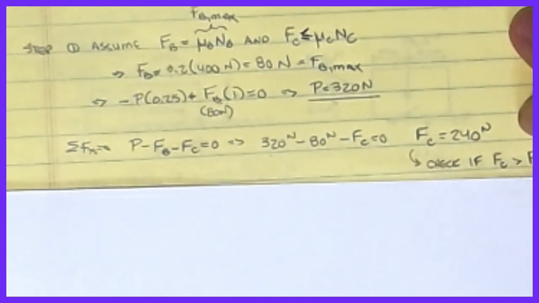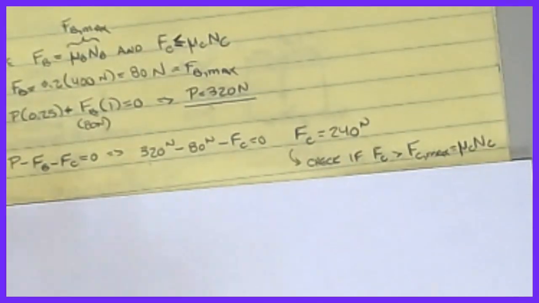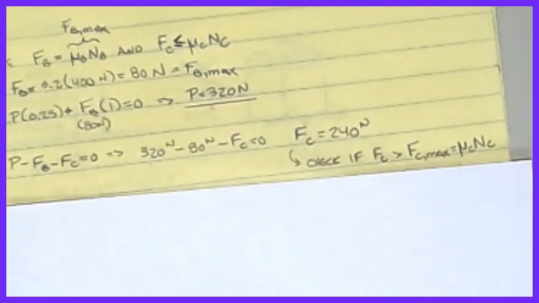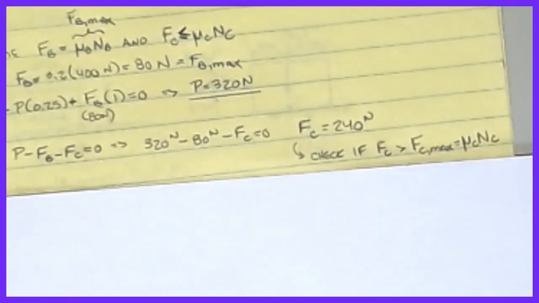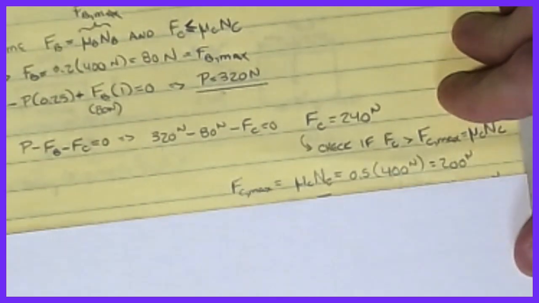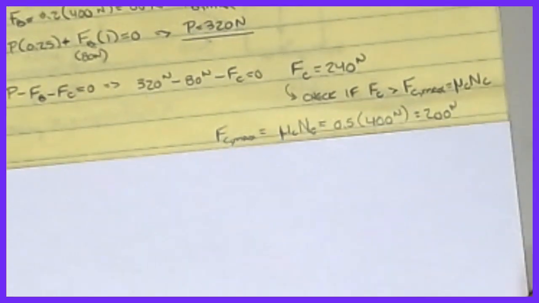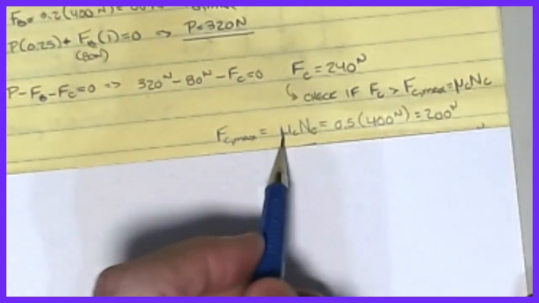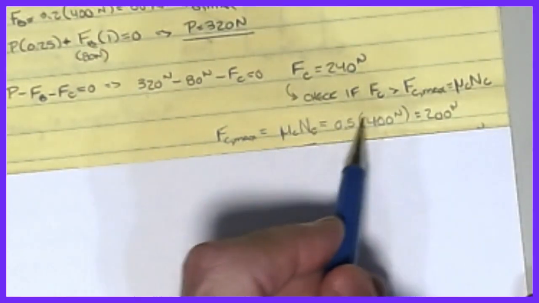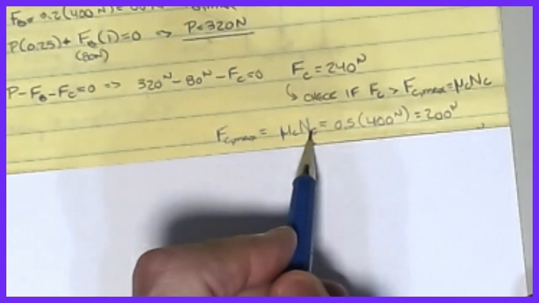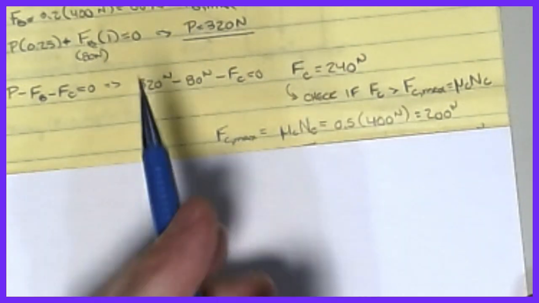So what we have to look at is we now need to check if FC is greater than FC max. Okay, because if it is, then we're in the wrong case and we've overestimated the load. So that's all I'm going to do. So let's check FC max real quick. Okay, we're going to take mu C times NC, so that's 0.5 times the 400 newtons. That was the NC normal force. It tells me that this is 200 newtons.